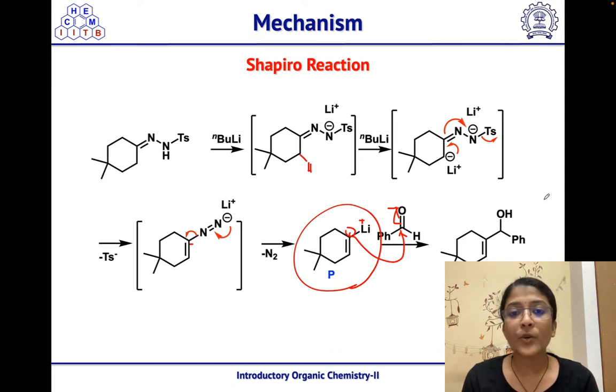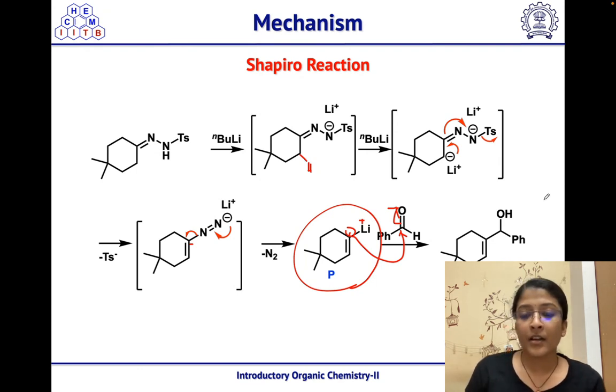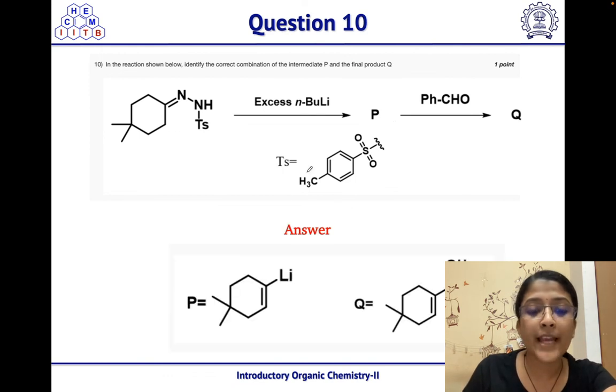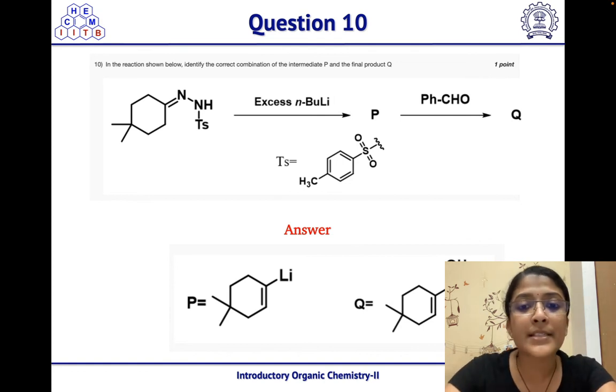This reaction is called a Shapiro reaction. So the product that is formed in this reaction is this lithium species, and then this lithium species will add on to benzaldehyde, and we will get this product. Is this clear? So this was the last question in this assignment.